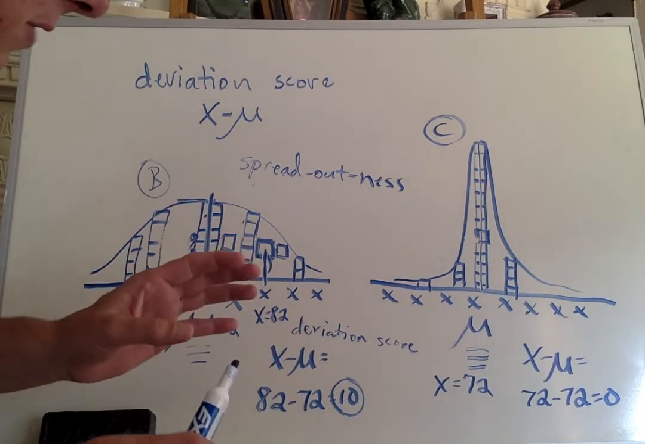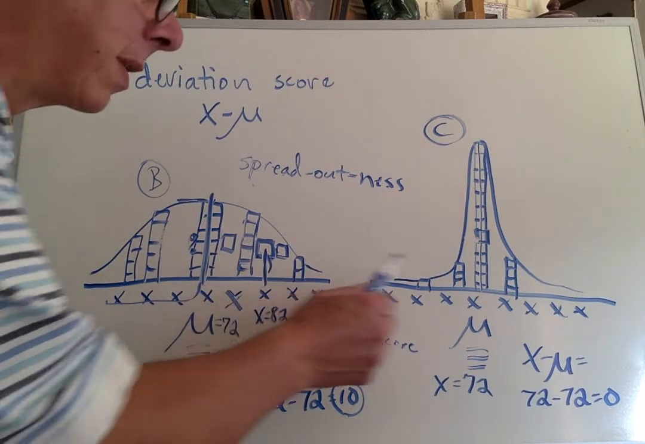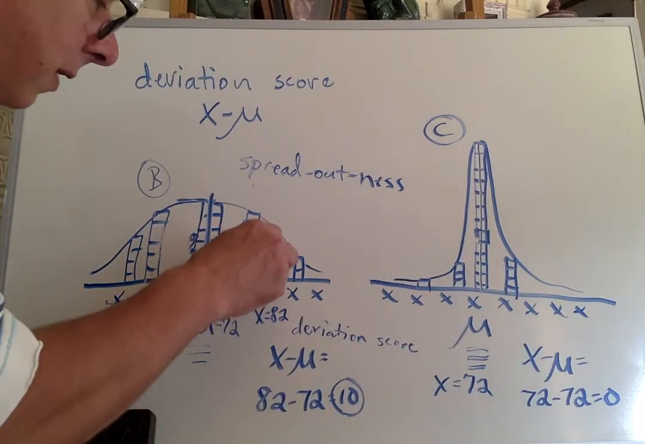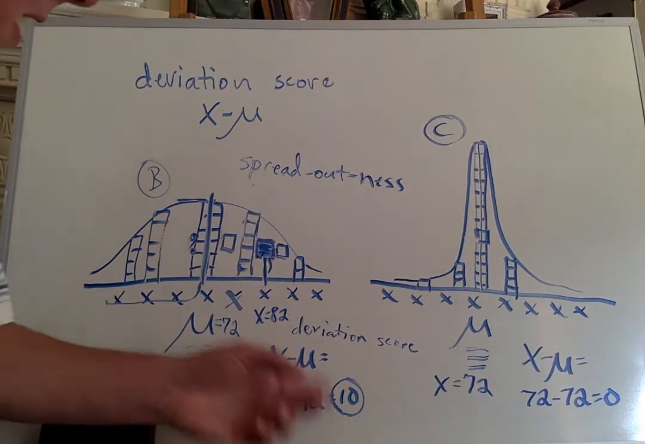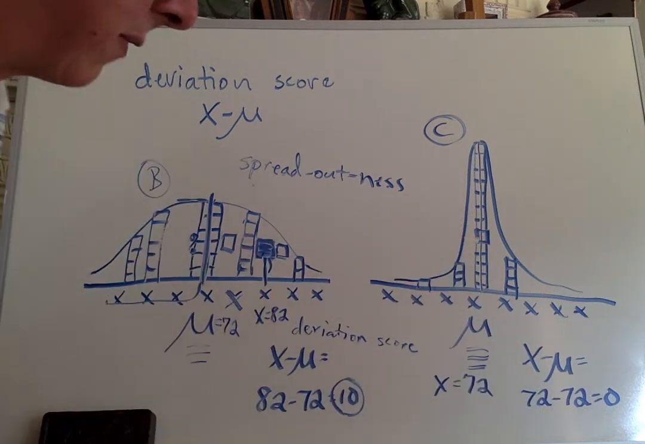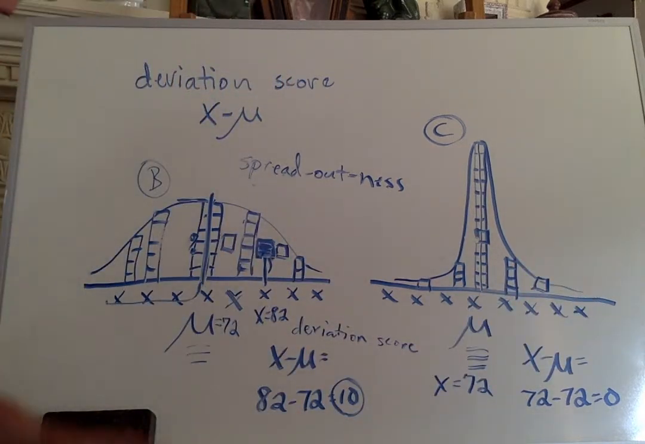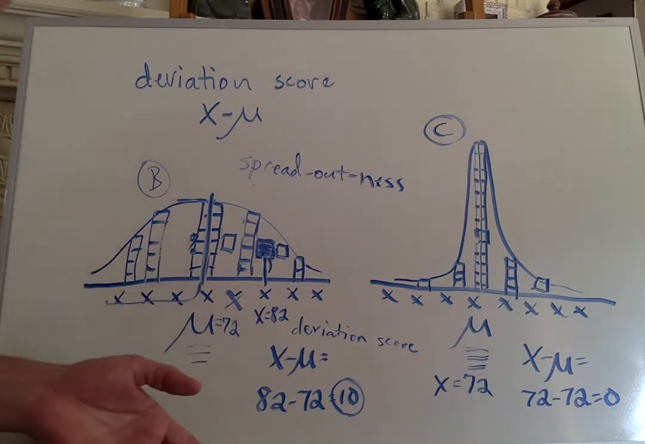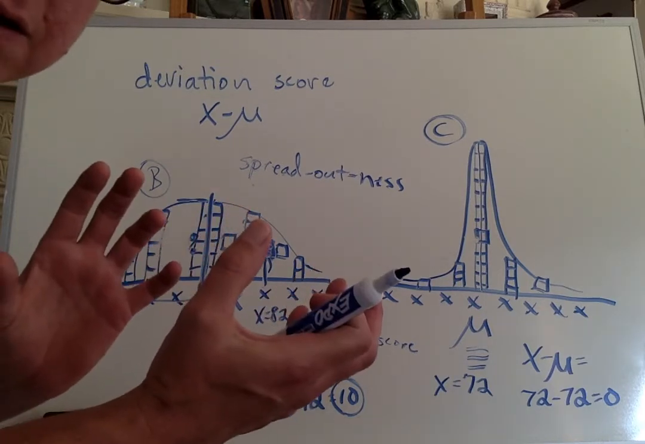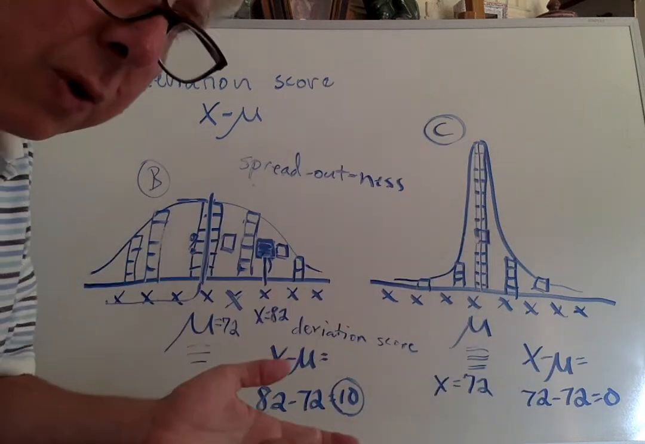But what I want to do is describe this entire distribution. I don't want to just look at this person and say, you're 10 away from the mean. I don't want to look at this person and say, you're 0 away from the mean. You're 15 away. You're 2 away. What I want to do is compare these distributions in toto, that is, as a whole, okay?